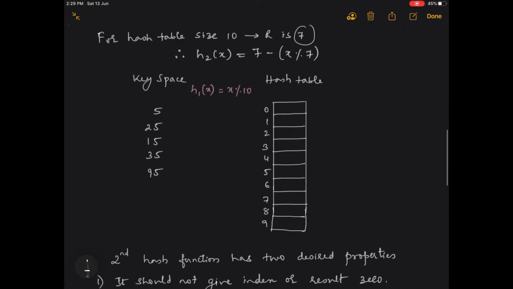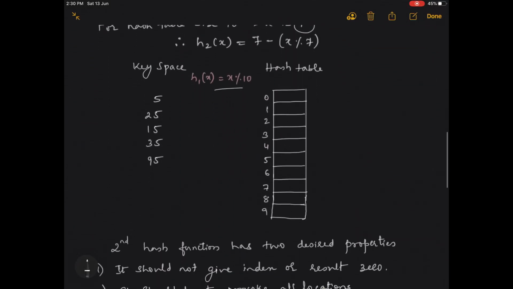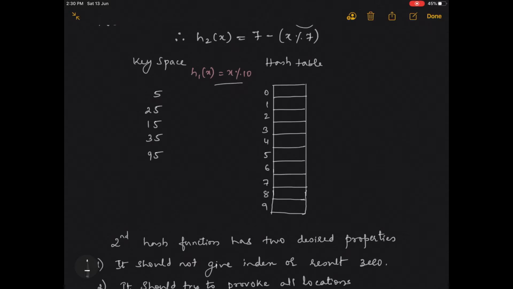We'll take some examples based on this function, which all tend to the location 5 itself. You can see the unit place is 5. So 5 mod 10, the remainder is 5, 25 mod 10 remainder is again 5, 15 mod 10 again the remainder is 5 only. So all basically collide at index 5, but using this modified hash function, that is double hashing, we'll see how things will settle in this array.